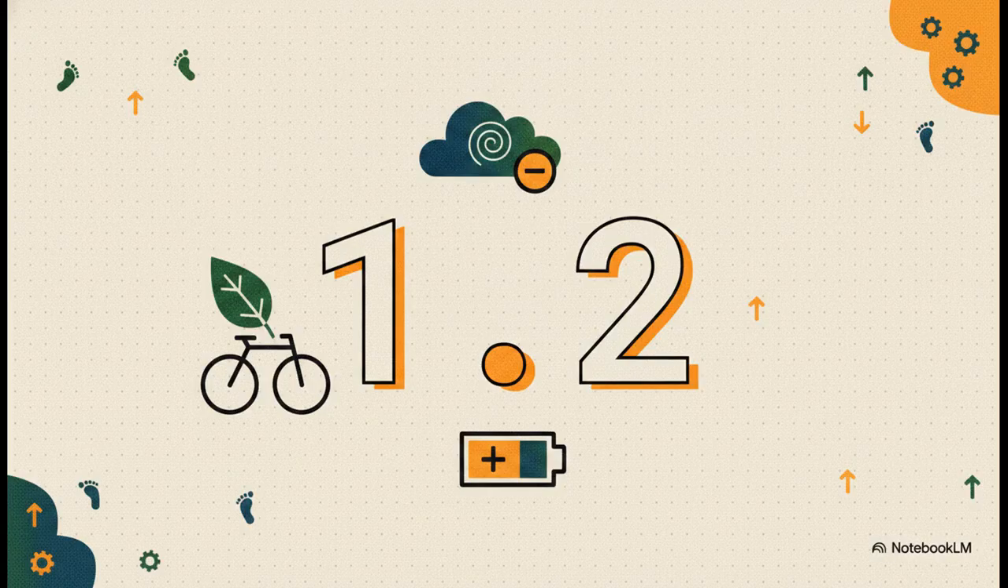And the metric of success here is immediate. Logging a sustainable transport action instantly injects 1.2 kilograms into your carbon deficit mitigation bank. Bam! Taking that action gives you a concrete, solid number. It proves that your specific daily habit is actively preventing atmospheric carbon from expanding.